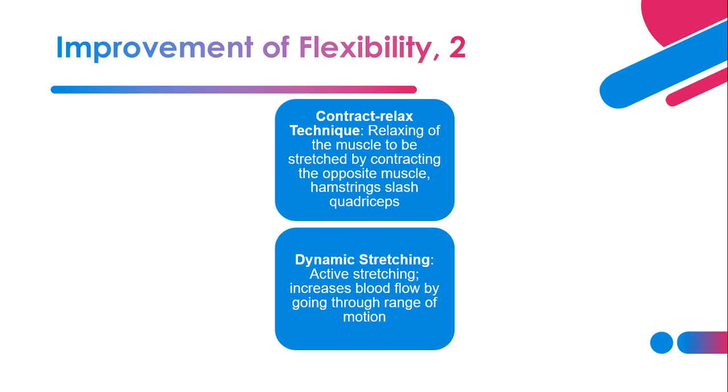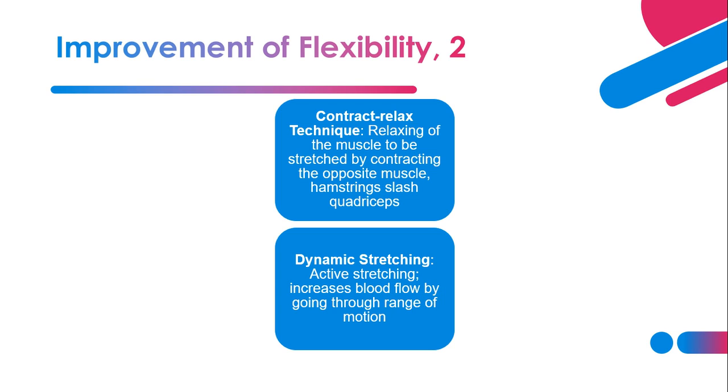The contract and relax technique is one that is used when performing stretching exercises. It is important that the muscles involved are relaxed. The contract relax technique facilitates the relaxation of muscles. Muscles are arranged in pairs. When one contracts, the other opposing muscle in the pair relaxes, such as when the quadricep muscles contract, the hamstrings relax.